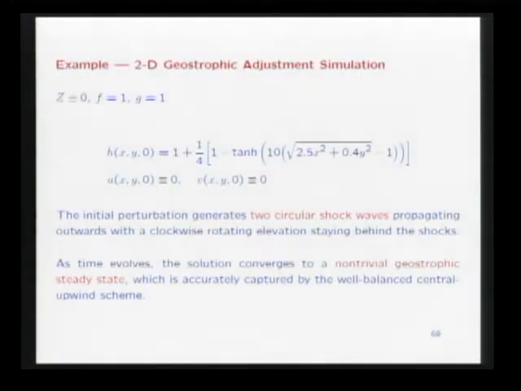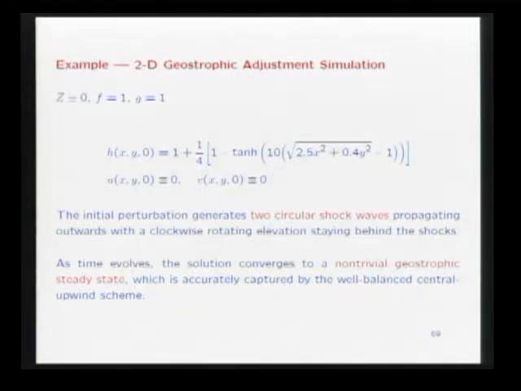Let me show you just one example. In this case, it will be a 2D geostrophic adjustment simulation. So this is the initial data. And we have some perturbation of geostrophic equilibria. So the initial perturbation will generate two circular shock waves. They will propagate outward with a clockwise rotating elevation staying behind the shocks.